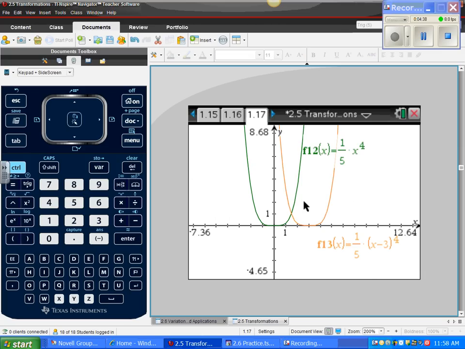Okay, so what about if we're talking horizontal translations? My original one is 1/5 x to the 4th, my green function. My yellow function is 1/5 times the quantity x minus 3 to the 4th. So notice where I'm taking 3 away. Notice where that minus 3 sits in my f of x in my equation. So minus 3, and we seem to have shifted to the right 3 units. From green to yellow, 1, 2, 3. We seem to have gone 3 units to the right.